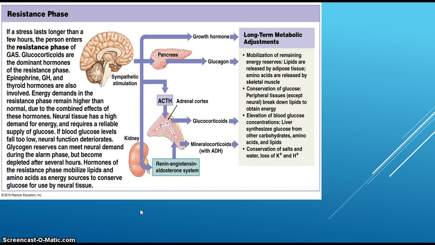The second phase of general adaptation syndrome is the resistance phase. This is going to occur if the stress duration is more than just a few hours. It is initiated by hypothalamic releasing hormones. The three that are most important are corticotropin releasing hormone, growth hormone releasing hormone, and thyrotropin releasing hormone. I'm going to talk about each of them individually.